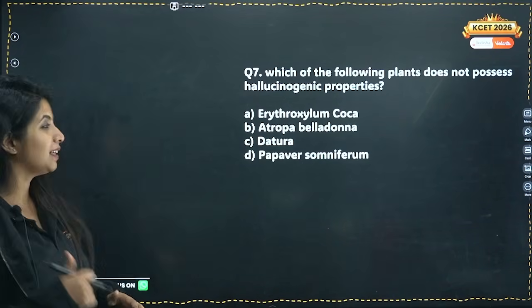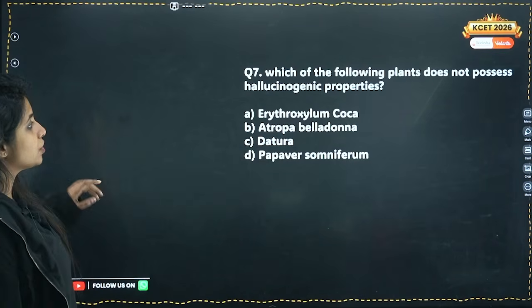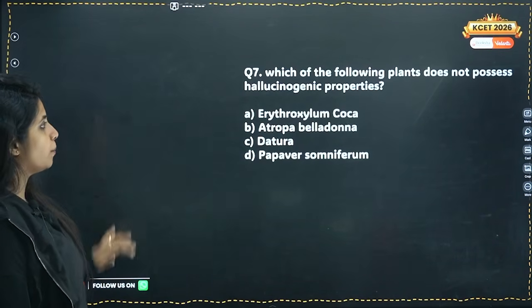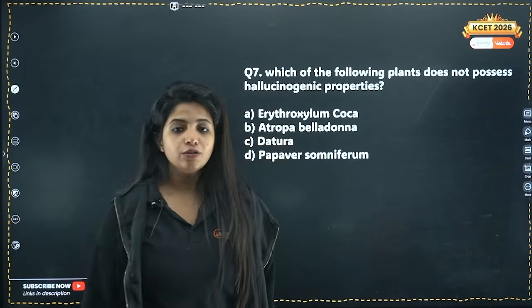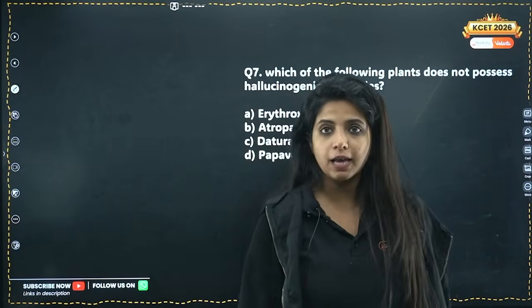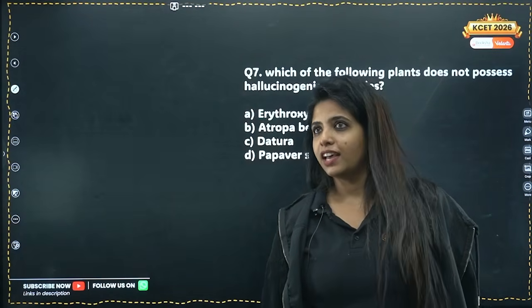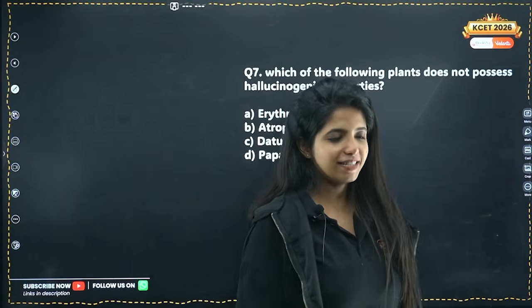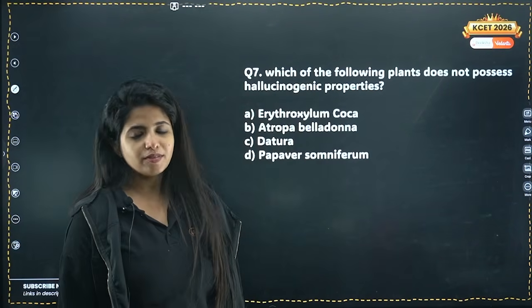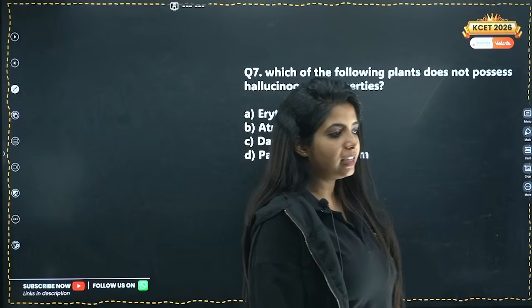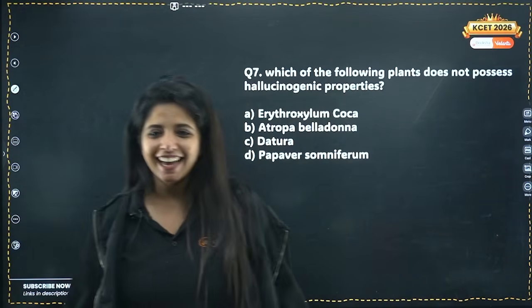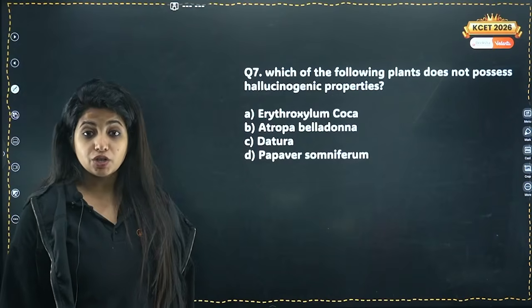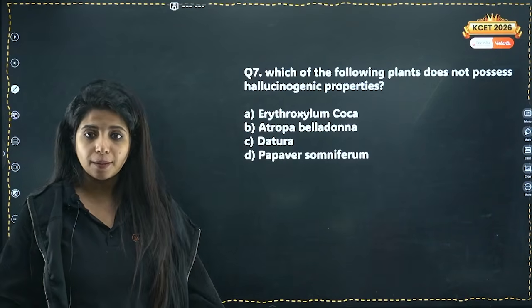Okay? Now, which of the following plants does not possess hallucinogenic properties? You know what hallucination is? You start seeing things which are actually not there. For example, I start seeing a ghost, or I see cows flying, and then a mouse very big like me. That is known as hallucination. Things which are not there, you tend to see them.